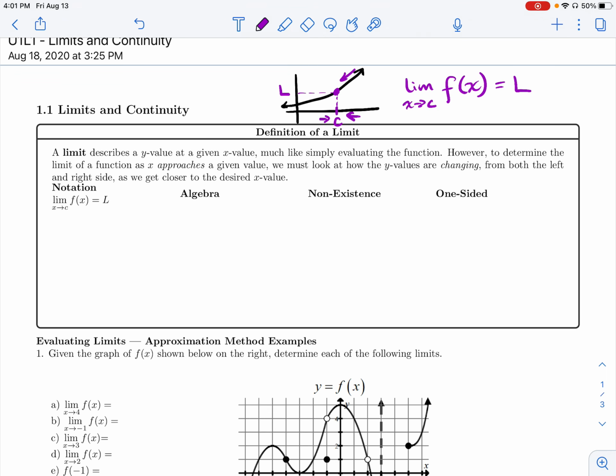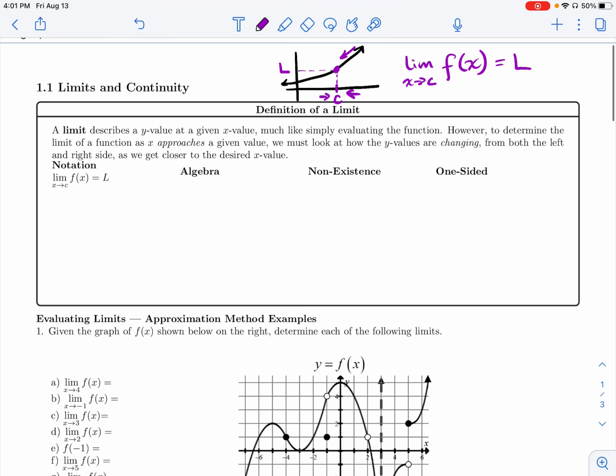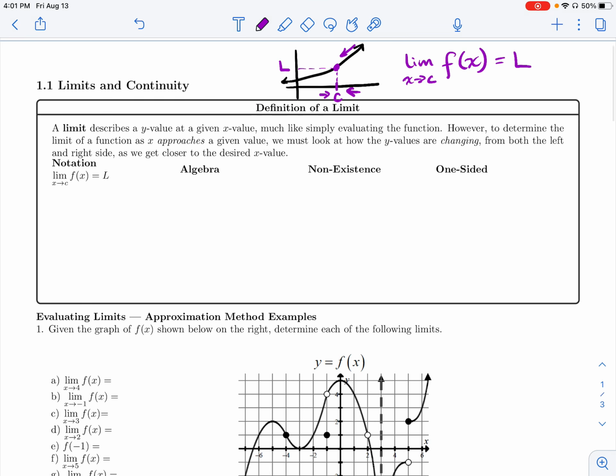Now, it's important for us to note that in order for a limit to exist, we need to be approaching the same value from both the left and the right side. And we will talk about that more in just a moment. I want to also highlight, as we go through our discussion on limits, that there are a number of different limit properties that we can use.